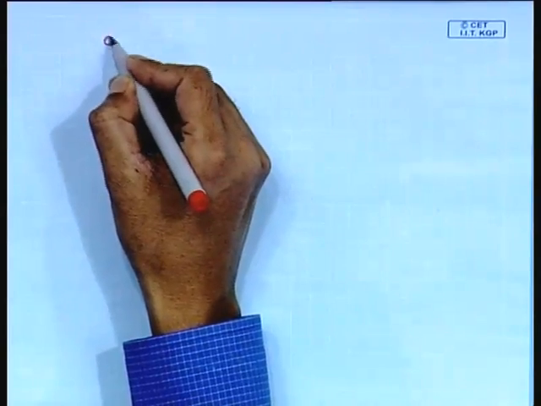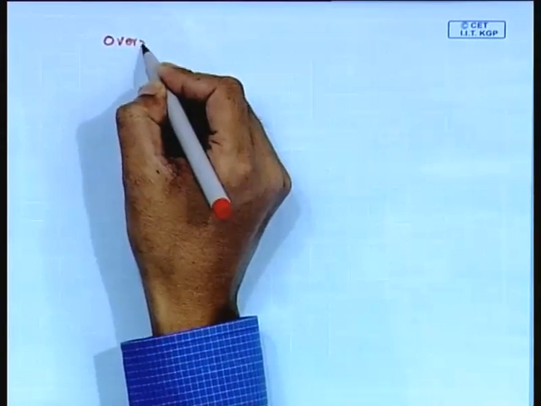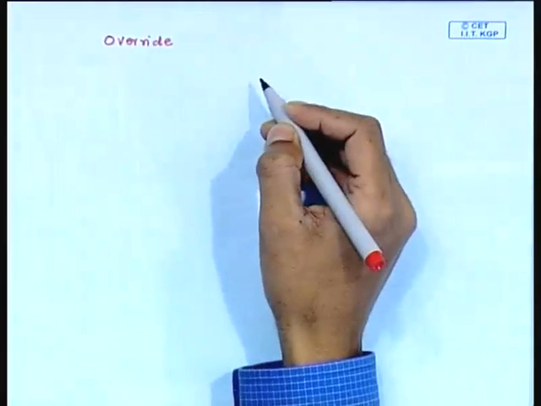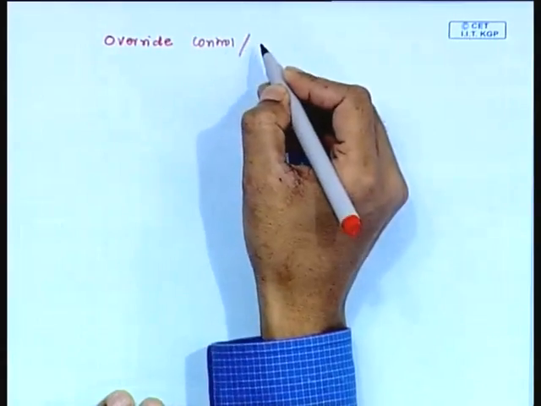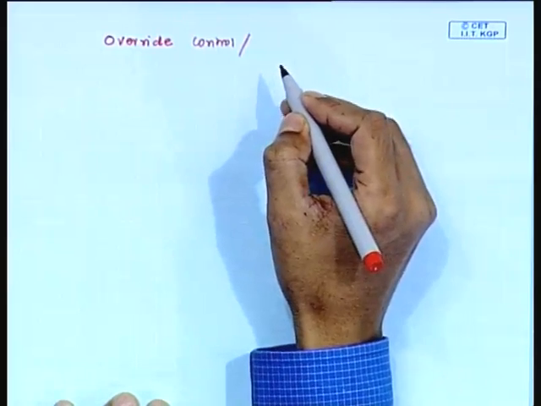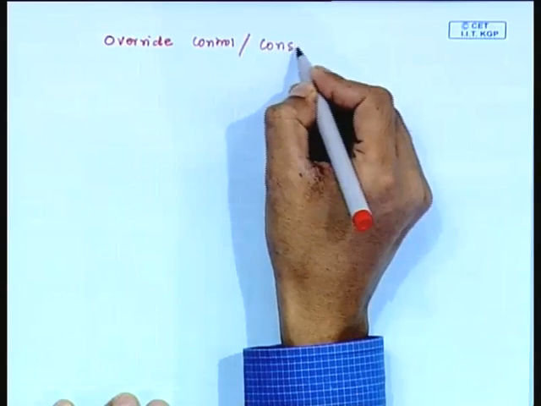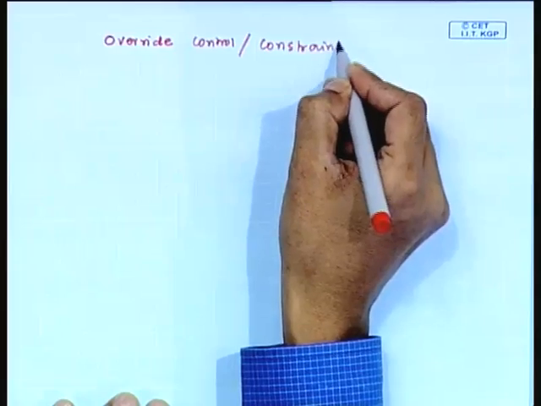In the last class we discussed one advanced control scheme, that is cascade control scheme, and today we will start another scheme, that is constraint controller or override controller. So, today we will discuss override control, and it is also called constraint control.